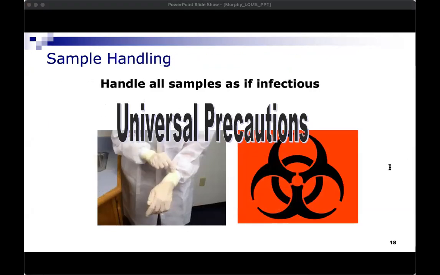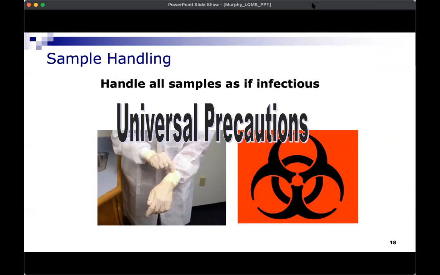And then lastly, for sample handling, always follow universal precautions. This is kind of lab safety 101, right? You always handle all samples as if infectious. You just never know what's in that sample. You never know what types of infections or diseases could be contracted from handling the sample. So always protect yourself and make sure you're following universal precautions. Safety glasses, lab coat, gloves, all of those things protect you, and it also protects the sample.